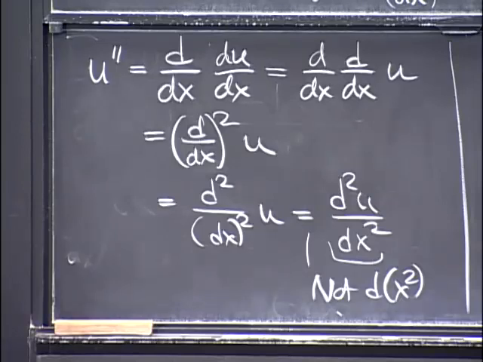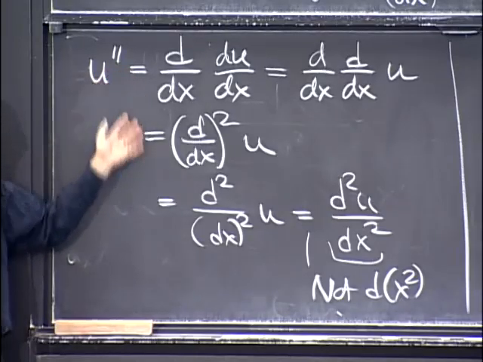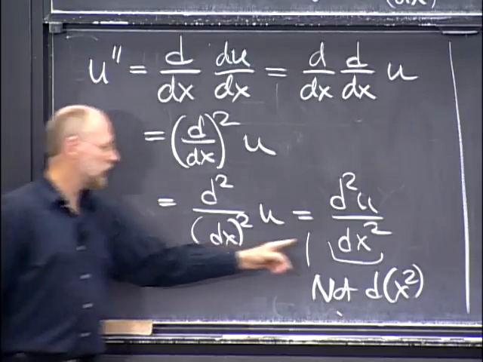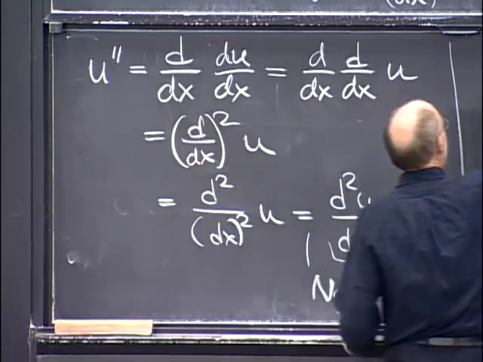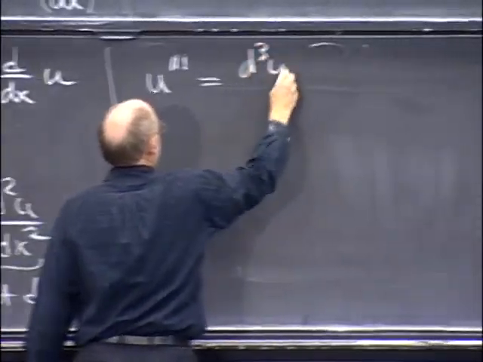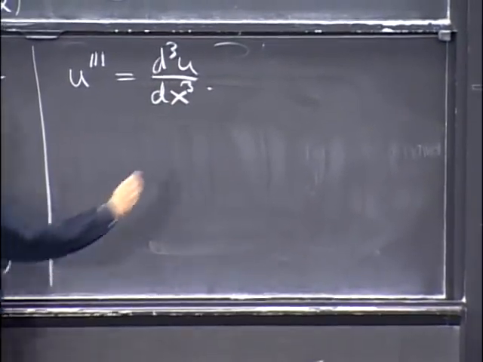So I've written a bunch of equalities down here, and the only content to them is that these are all different notations for the same thing. You'll see this notation very commonly. And so, for instance, the third derivative is d cubed u divided by dx cubed, and so on.